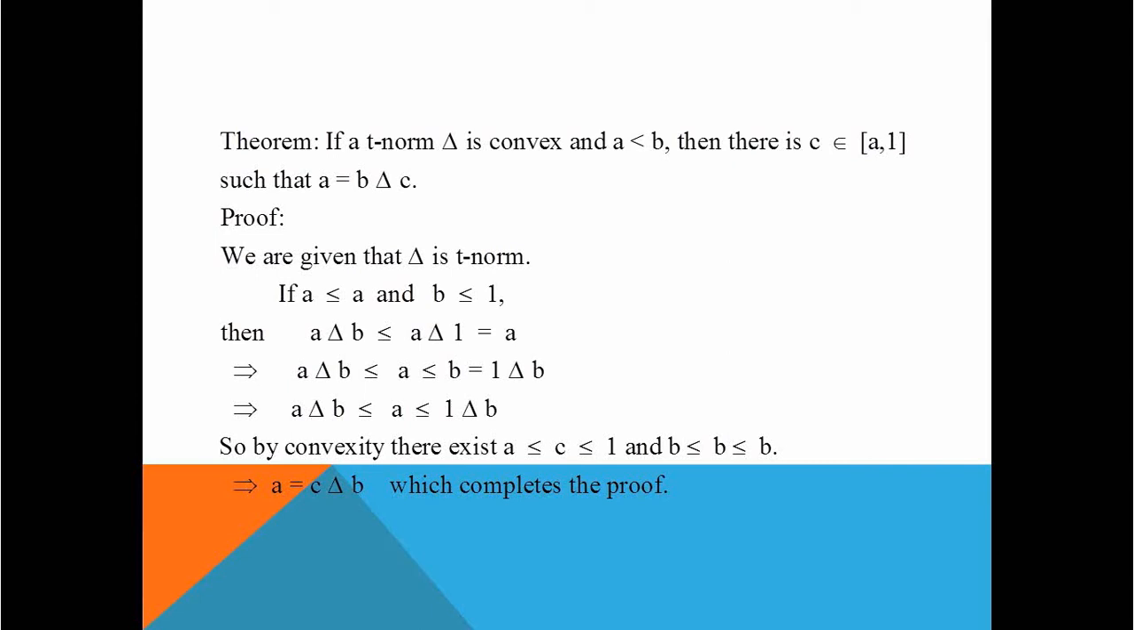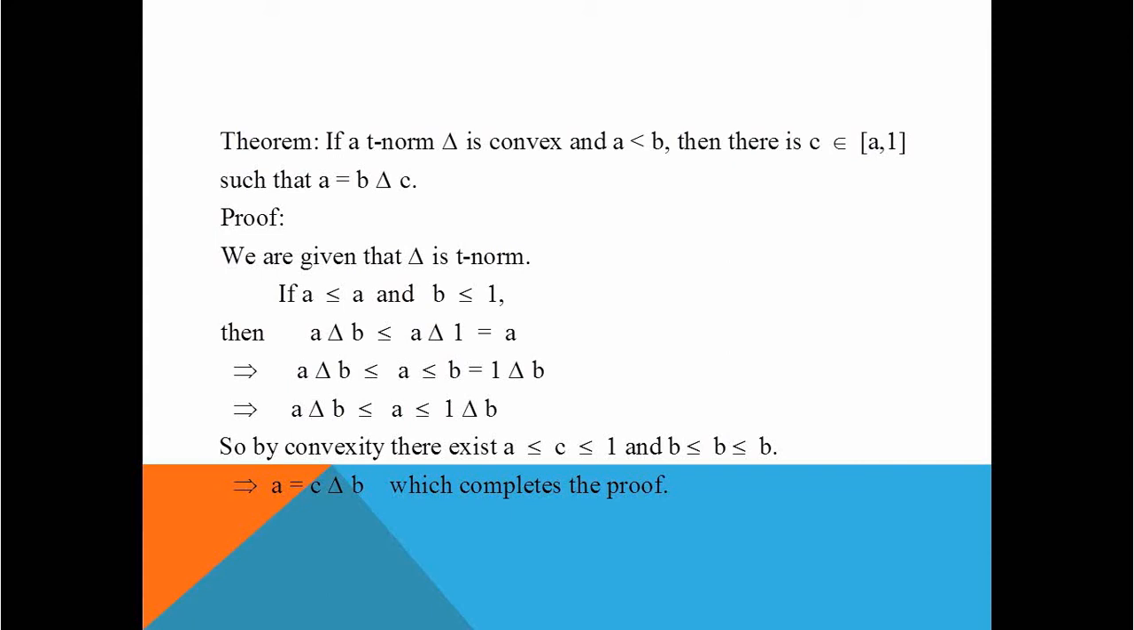Here is a theorem. If a t-norm delta is convex and a is less than b, then there is a fuzzy number c belonging to [a, 1] such that a is equal to b delta c. That means if delta is a convex t-norm and a is less than b, then we have to show that a is equal to b delta c. So we are given that delta is a convex t-norm and a is less than b.